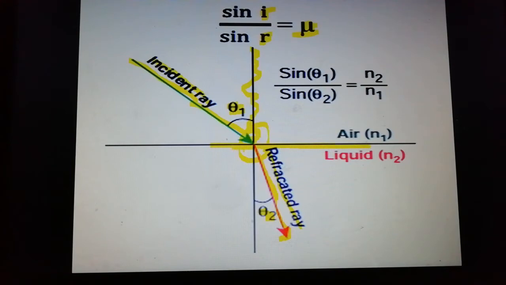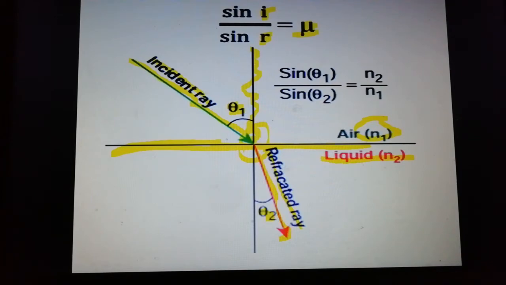This plane has the air medium above and the liquid medium below. So the air medium is n1 and the liquid medium is n2. Then sin theta 1 divided by sin theta 2 is equal to n2 by n1, where n1 and n2 are the refractive indices of the mediums. So air medium n1, then n2 is the liquid medium.